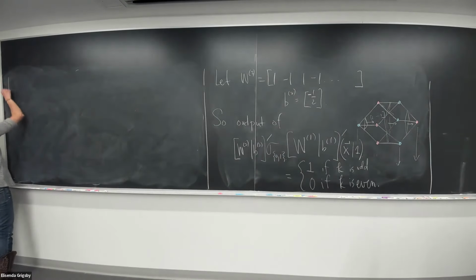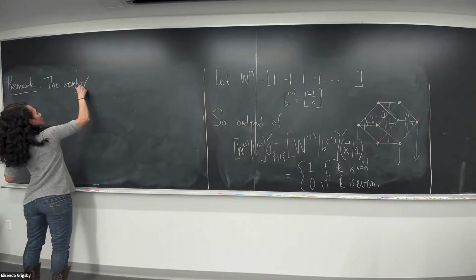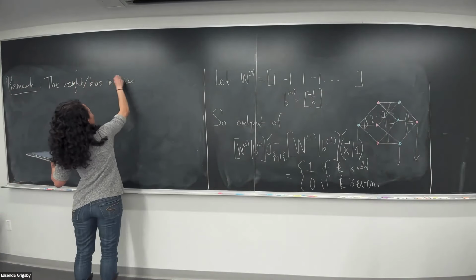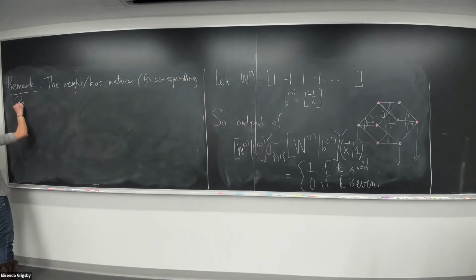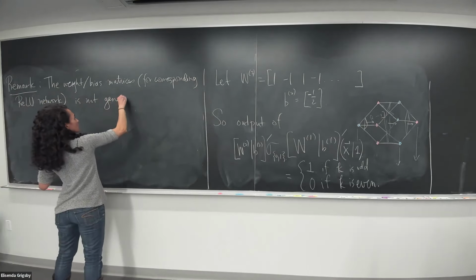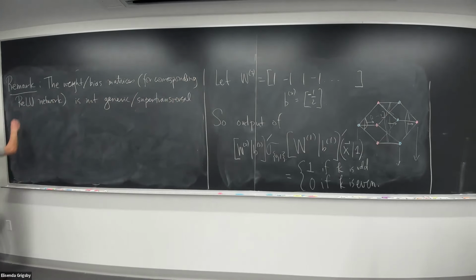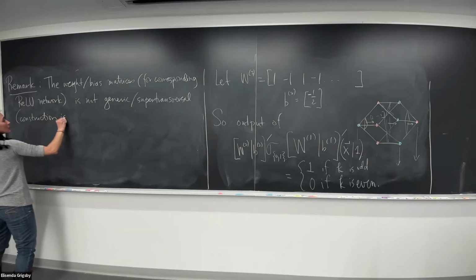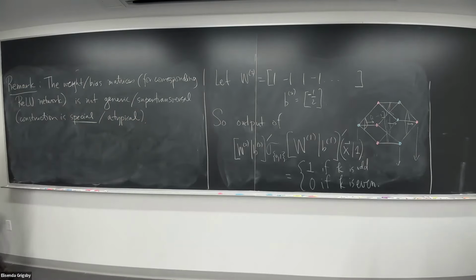Corresponding ReLU network is not generic or super transversal. So somehow the construction is very special, atypical from the point of view of measure in parameter space. Okay. Any questions before I move on to saying some things about transformers?